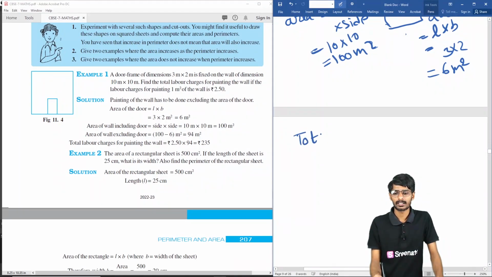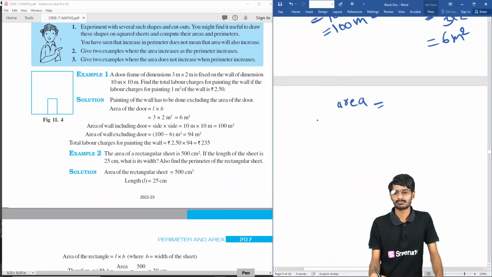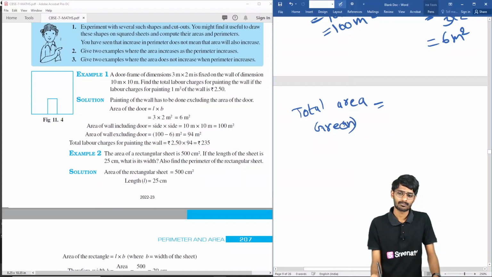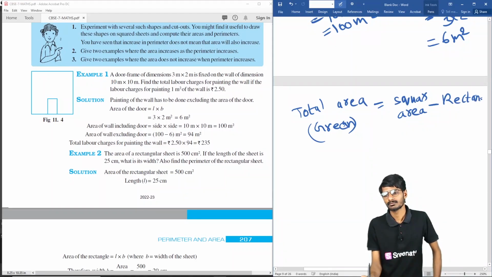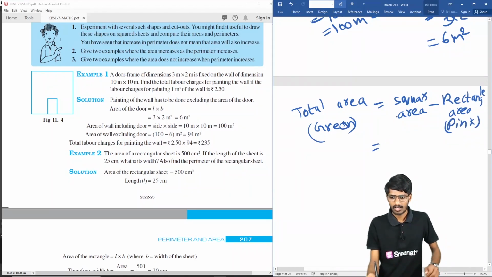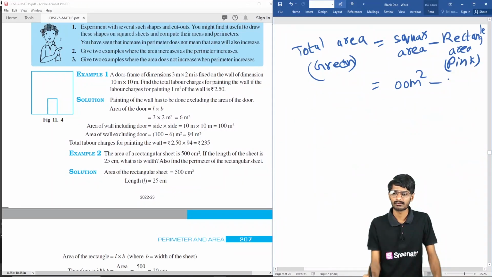So the total area, which means green in color, is square area minus, we have to subtract the rectangle area. The rectangle area is in pink color. Okay, so square area is 100 meter square minus pink color, this area is 6 meter square. If you subtract 100 minus 6, you will get 94 meter square.